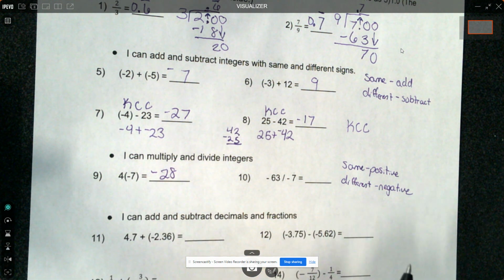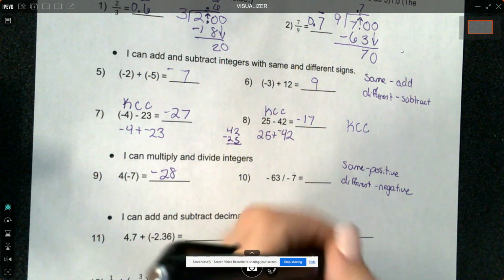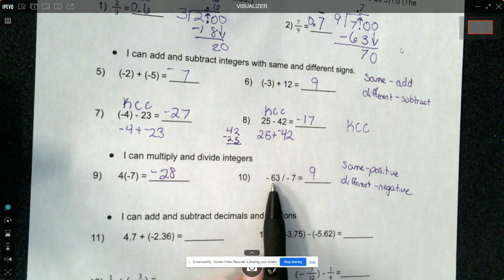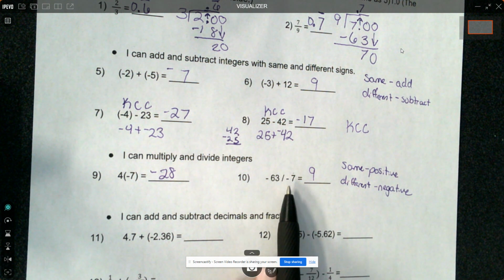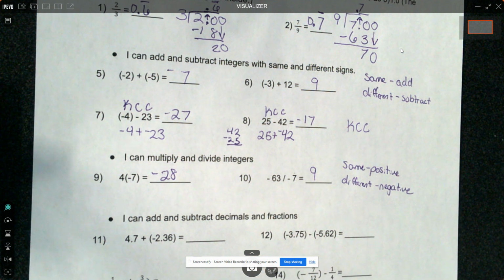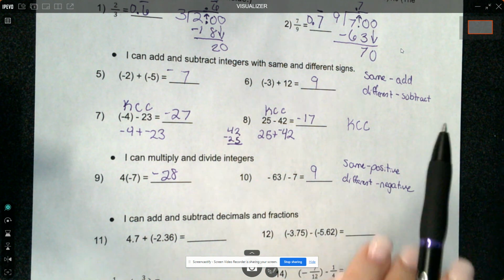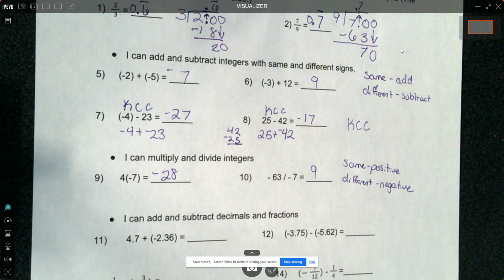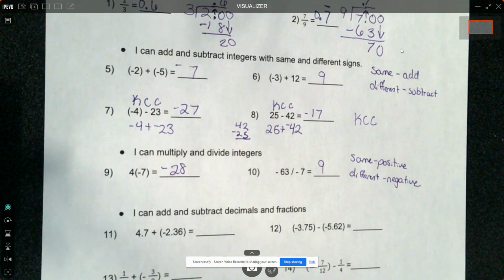What's 63 divided by 7, Riley? 9. Would it be positive or negative, though? It would stay positive because even though these are both negative, they're still the same sign, which means they stay positive. Okay, so these are all the different rules that we've learned. After we learned them all with integers, though, that's when we got into the rational numbers and we had to remind ourselves how to deal with fractions and decimals.